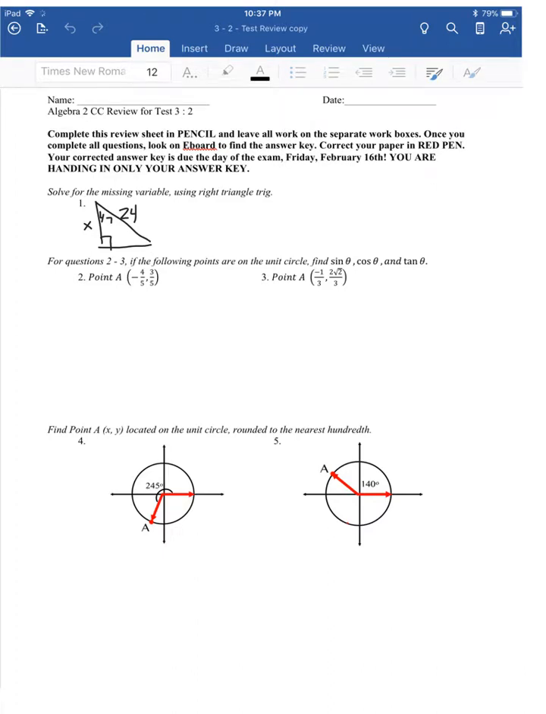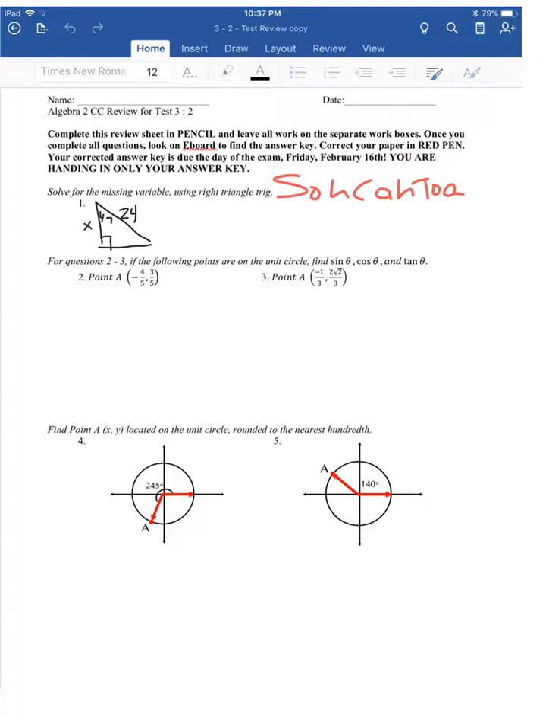Okay guys, so we're going to start reviewing for test number 2 of the third quarter. And this mainly deals with the trig stuff that we've been working on in class. So the first question is solve for the missing variable using right triangle trig. If you ever see right triangle trig, you should know that that means SOHCAHTOA. Okay, again, we're not really going to touch more on that in class.